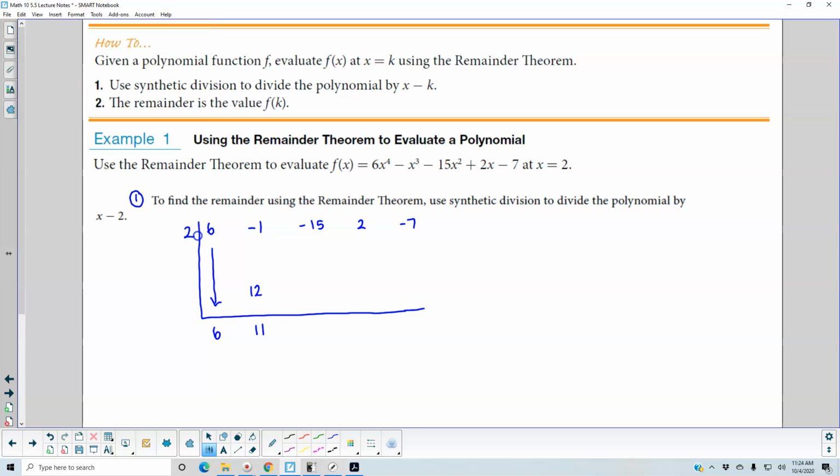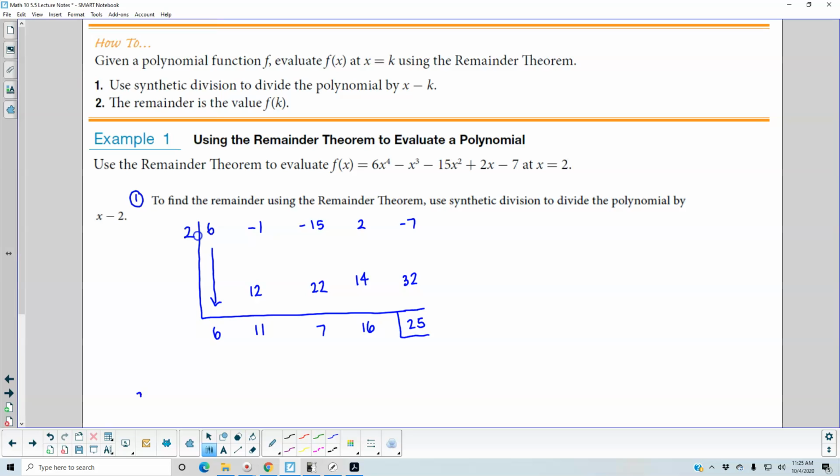And 2 times 11 is going to give us 22. And 22 minus 15 is going to give us 7. 2 times 7 is going to give us 14. And 14 plus 2 is going to give us 16. And then 2 times 16 is going to give us 32. And 32 minus 7 is going to give us 25. So we can see here that the remainder is 25.